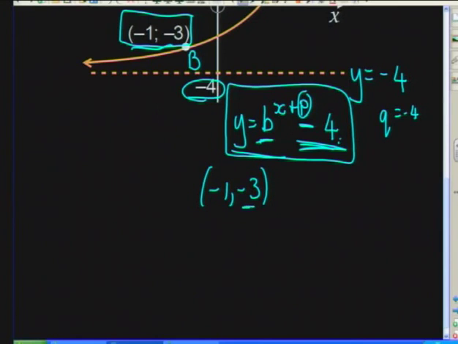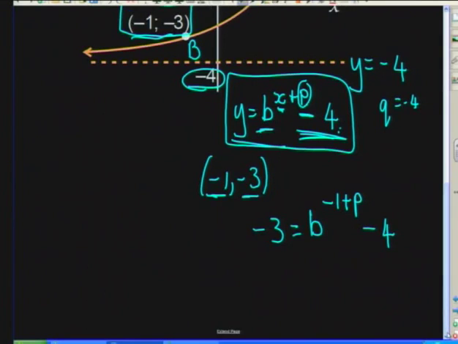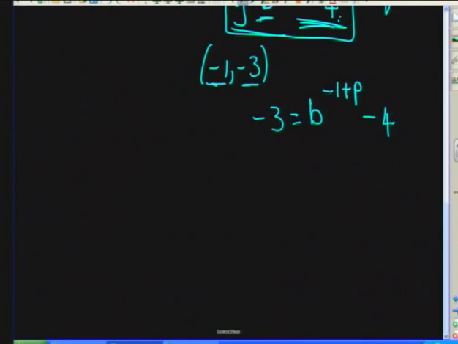So y is -3, x is -1. I'm going to get -3 in place of y is equal to b to the power of x, and we know x is -1, plus p, -4. Hopefully you can all see what I've done there. It's nothing very dramatic. All I've done is substitute the coordinate into our equation, and I'm going to try and solve for the value of b.